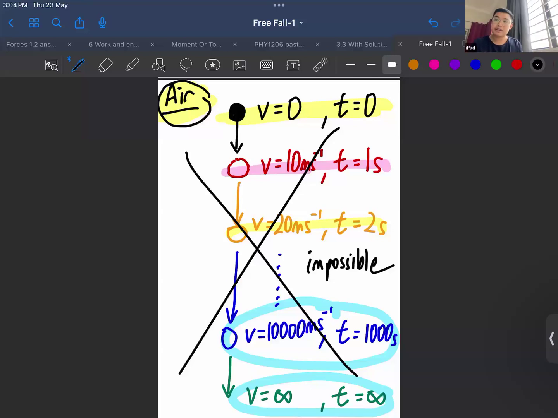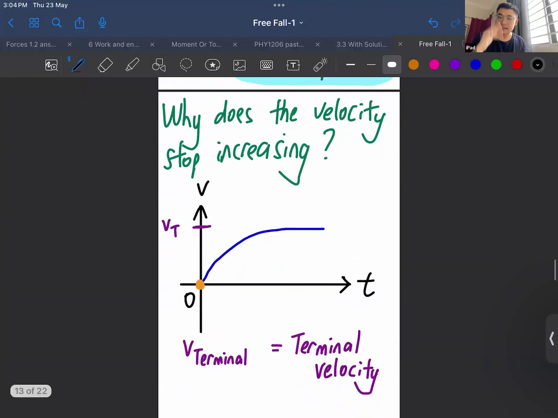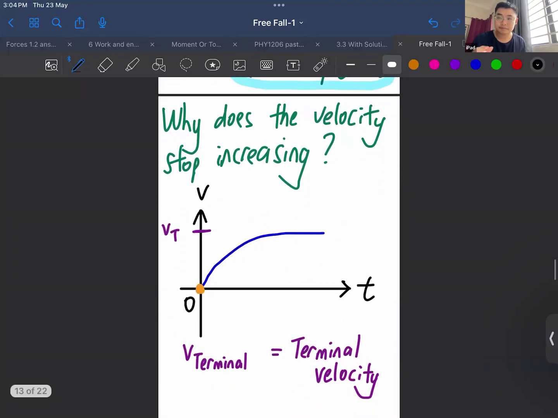So this is what happens today. I agree that your velocity will increase when you're falling down. I agree. But I do not think that your velocity will increase up to infinity. Are you good? Yes. So now let's try to talk about this. This is exactly what happens in reality.